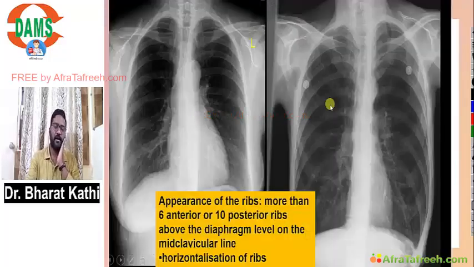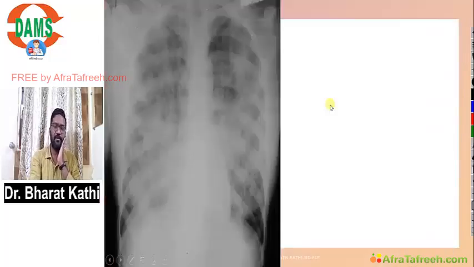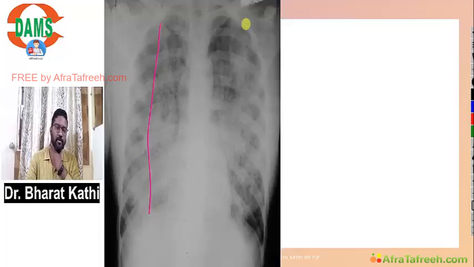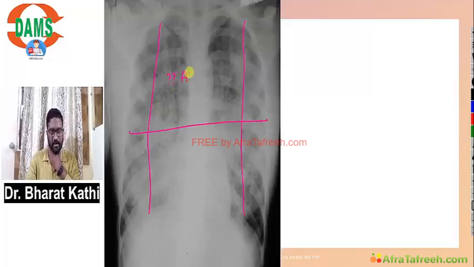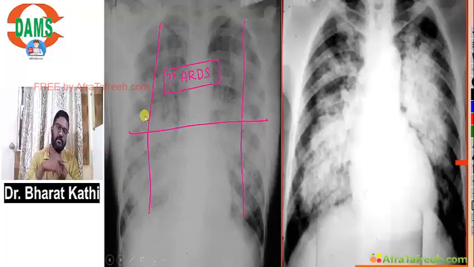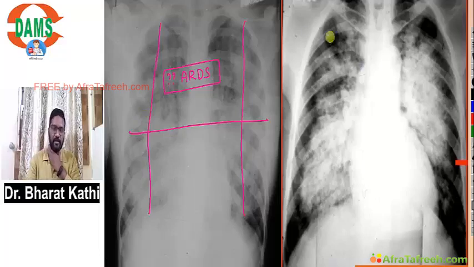So I think hyperinflated lung fields we have already discussed. So this is bilateral, top to bottom, side to side, diffuse pulmonary infiltrates. So this can be a disease defining feature of ARDS. So in ARDS you will find bilateral, top to bottom, side to side, diffuse infiltrates. Now the examiner will also give you this X-ray and ask you why this is not ARDS.